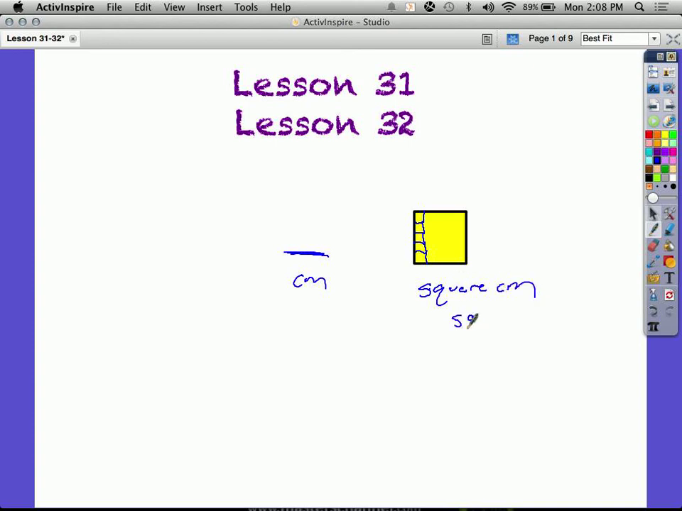You can abbreviate it SQCM. What I would like you to get to is writing, say our answer is 15 centimeters squared, or centimeters squared with this little 2 right here. I would like you to get to writing squared centimeters like that, but I will accept any of those 3.